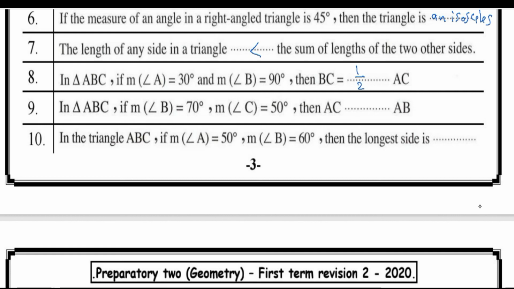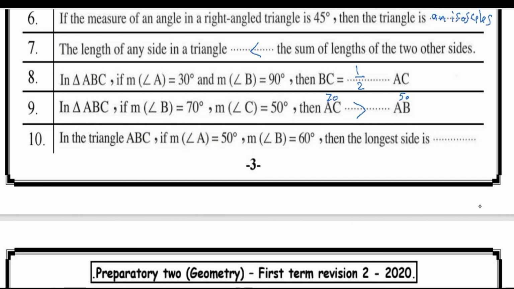In triangle ABC, measure of B is 70, measure of C is 50. 70 plus 50 is 120, which leaves 60 for angle A. AC is opposite angle B, which is 70. AB is opposite C, which is 50. So 70 is more than 50. If one angle is greater than another inside a triangle, then the side opposite the first is greater than the side opposite the second.